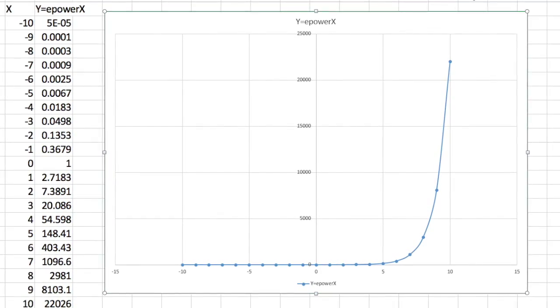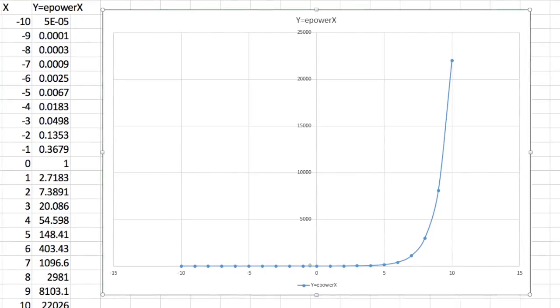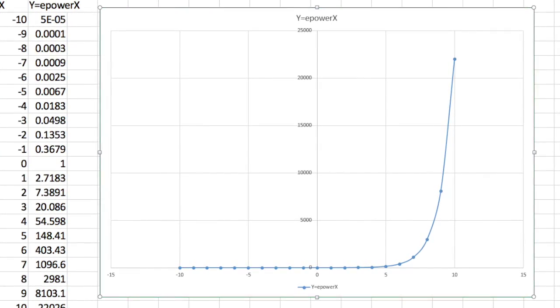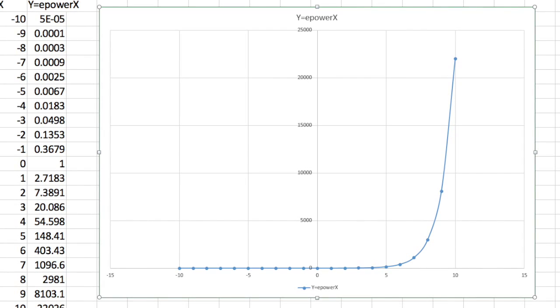The constant used here, e, has an approximate value of 2.72. It is the natural logarithm base and occurs in many equations.